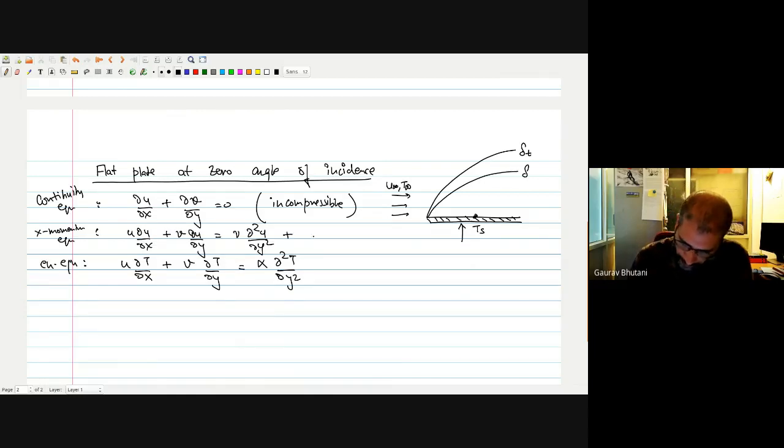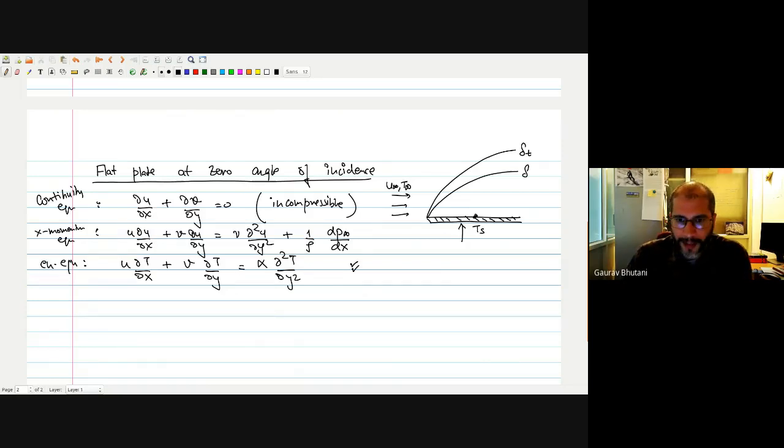In fact, I should write it like this, and in many cases we simply write dp infinity by dx. So we assume that the x pressure gradient inside the boundary layer is the same as the pressure gradient outside the boundary layer, because the boundary layer is not very thick. So this is the system of equations we have, and ultimately in this course we want to solve for the temperature. Since it depends on u and v, we need to write the u and v equations as well.